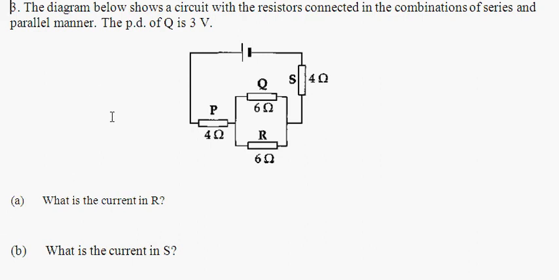Okay, let's now look at question 3. The diagram below shows a circuit with the resistance connected in a combination of series and parallel. So P is actually connected in series with Q and R. Q and R are actually connected in parallel with each other. Okay, so S is actually connected in series with P and also with Q and R.